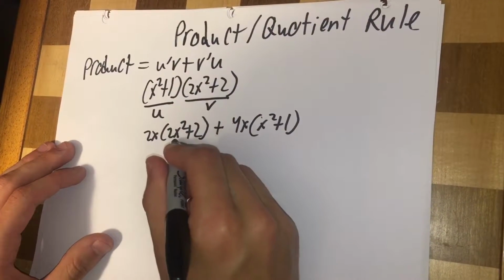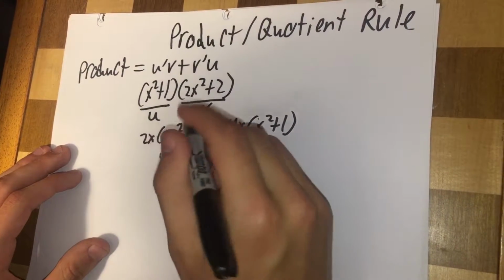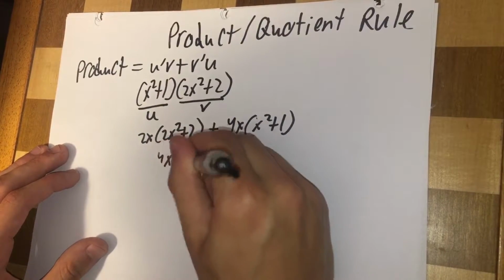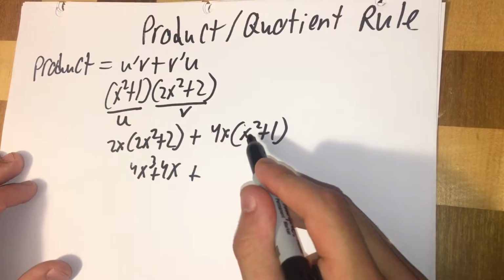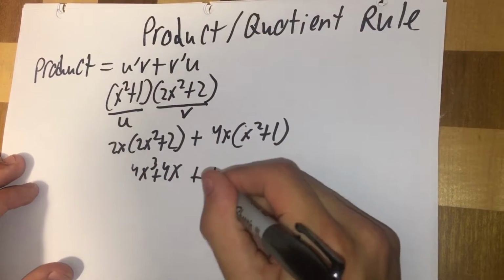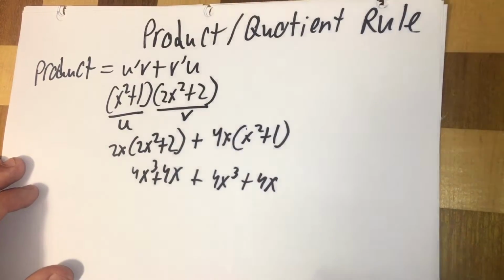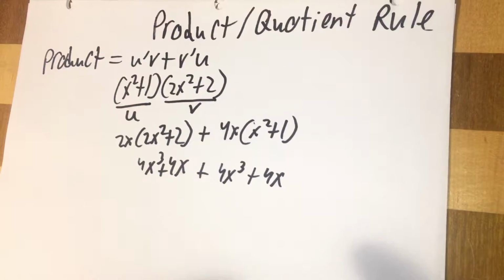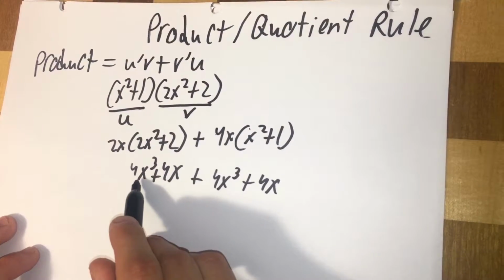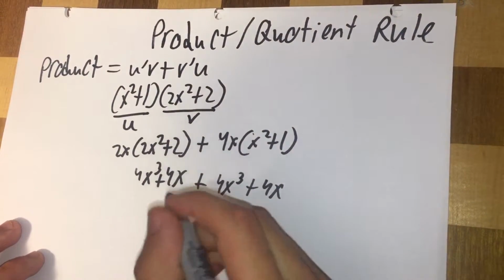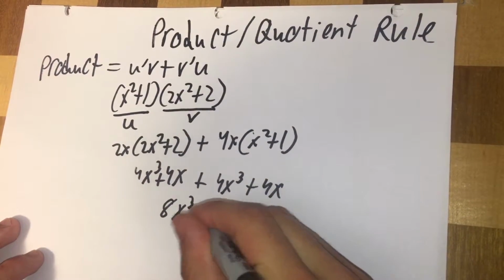So we would do 2x times 2x squared, which would be 4x cubed. 2x times 2 would be 4x. And then we would add that to 4x times x squared, which would be 4x cubed. And then 4x times 1, which would just be plus 4x. So now what we have with this is, yes, combine like terms. So we would do 4x cubed plus 4x cubed. So simple enough, would be 8x cubed, and then 4x plus 4x, and that would give us 8x.